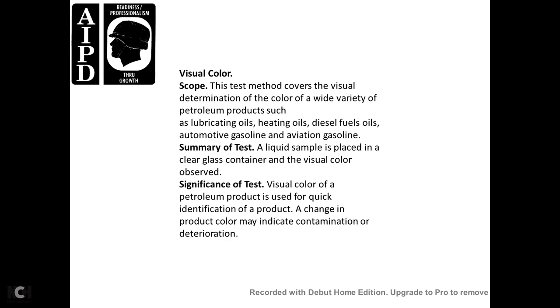Visual color. The scope of this test method covers the visual determination of the color of a wide variety of petroleum products, including lubricating oils, heating oils, diesel fuel oils, automotive gasolines and aviation gasolines. Summary of the test: the liquid sample is placed in a clear glass container and the color is visually observed.